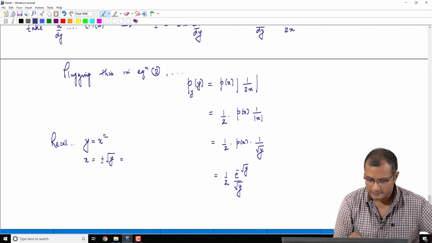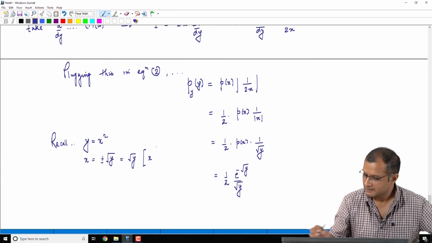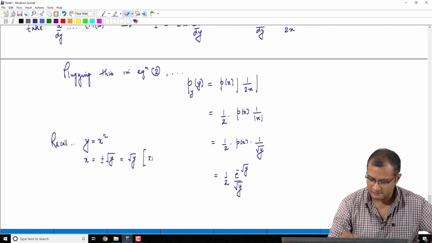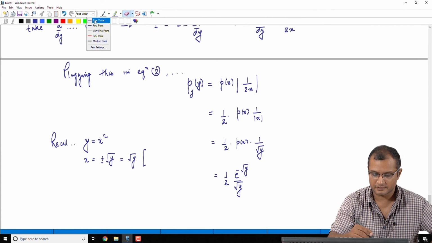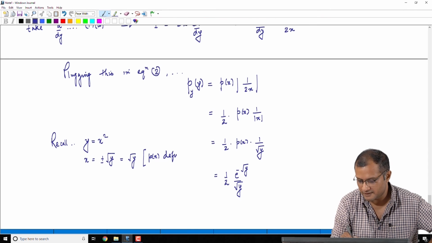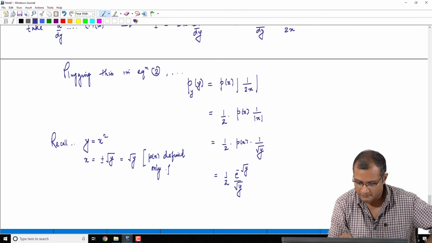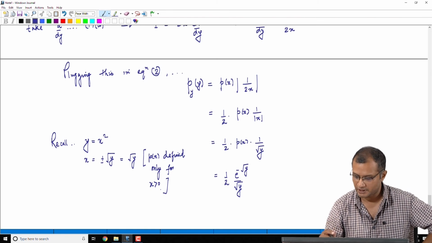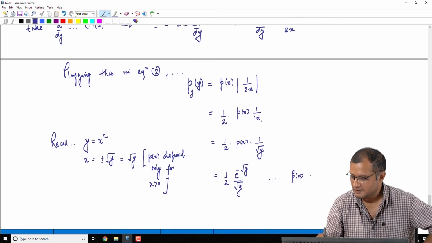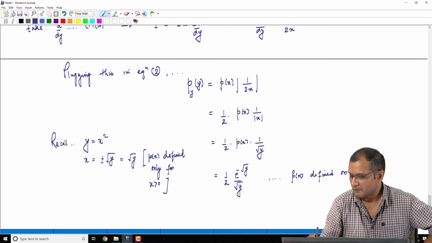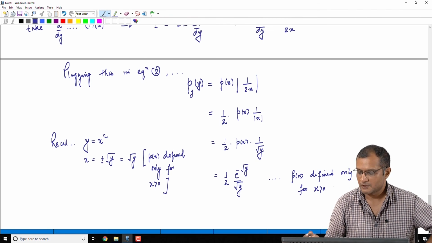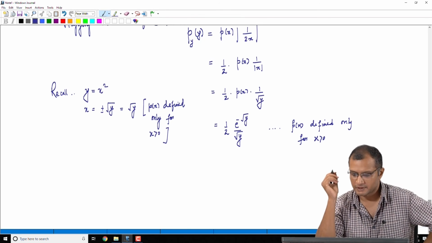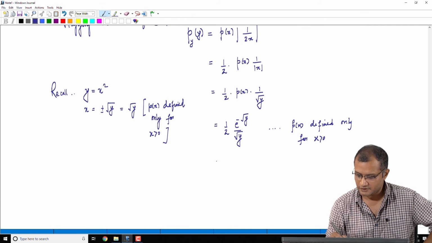defined, since if you look at our original PDF, it is defined only for positive x. Okay, so I will not take the negative values here, because p of x is defined only for positive x. So, I cannot take a negative square root of y here in the numerator. You can write down here that p of x is defined only for x greater than 0. So, you can't take a negative x in the definition of p of x. Okay. So, with that, this definition of p of y emerges.